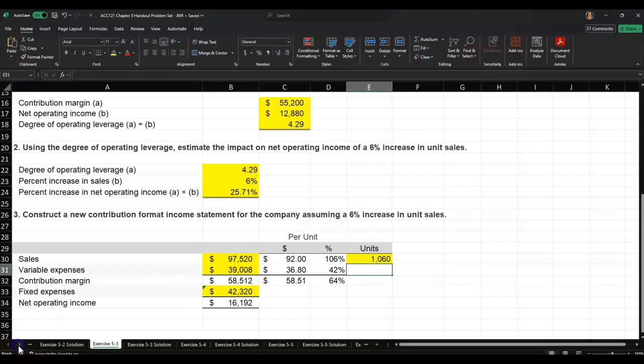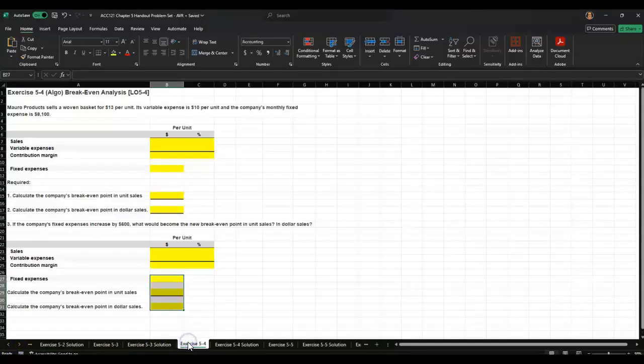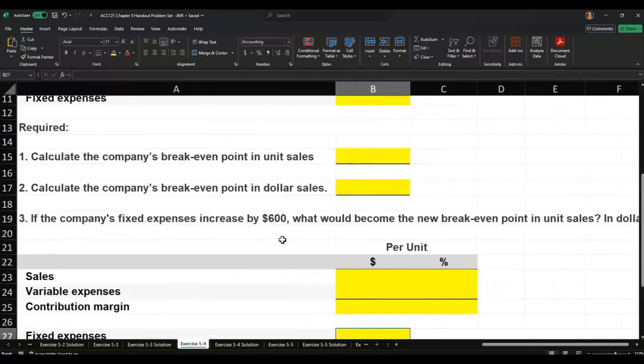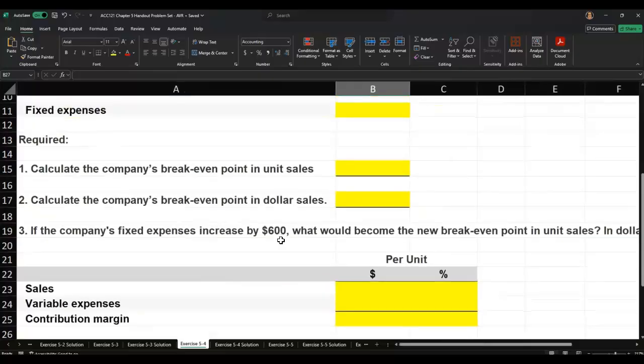All right. Let's look at exercise 5-4. On exercise 5-4, we've got Morrow Products sells a woven basket. Let's make that a little bit bigger.